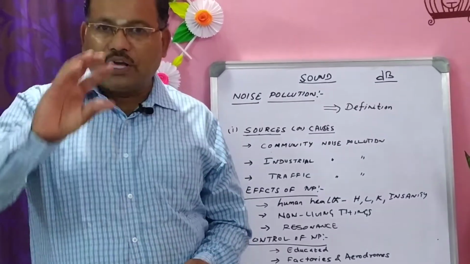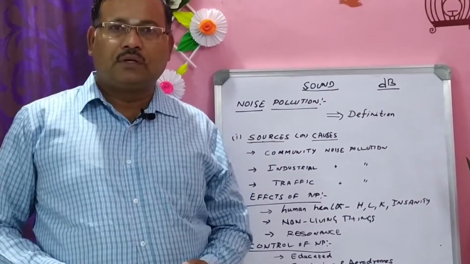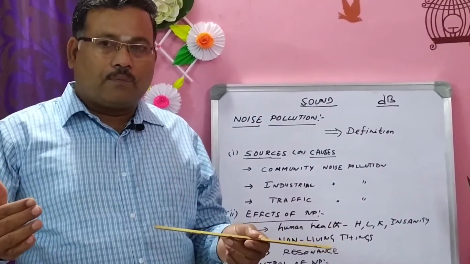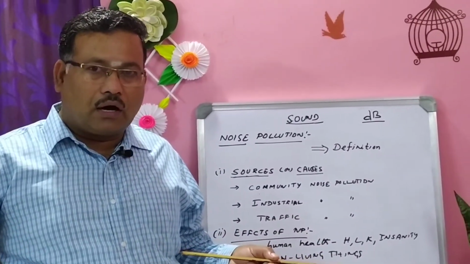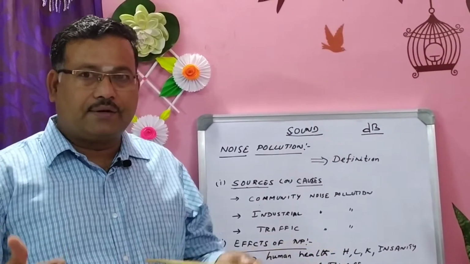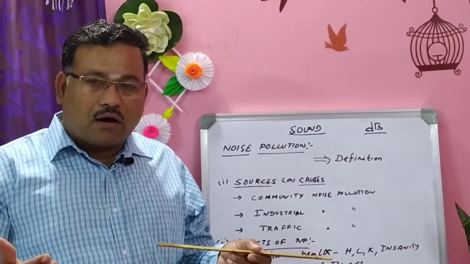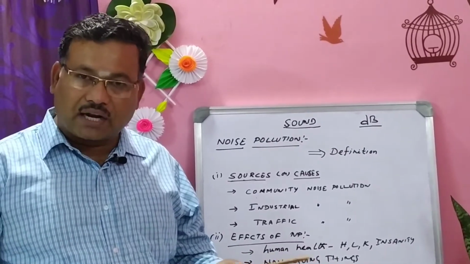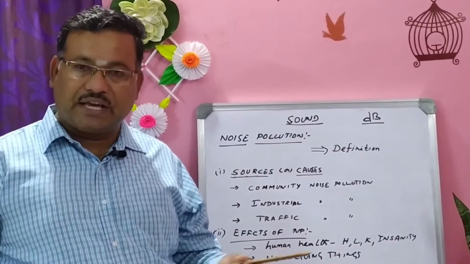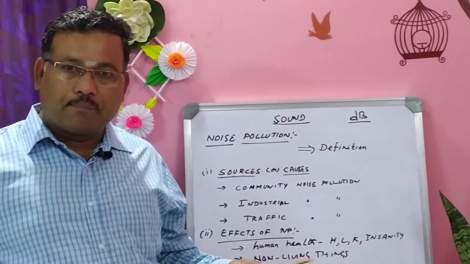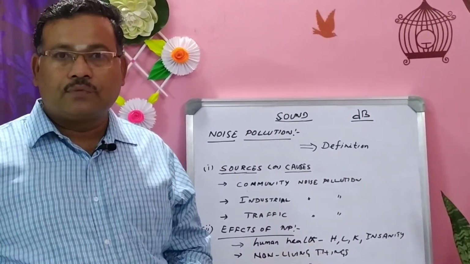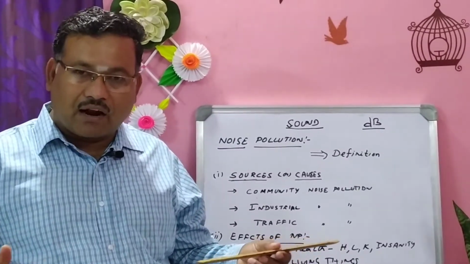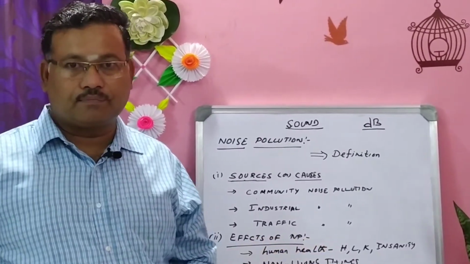Community noise pollution. What do you mean by community noise pollution? Where the public gatherings are more, where the people are crowded, that is called community noise pollution. In theatres, public places, marketplaces, bus stands, railway stations, the people gatherings are more. So, where the crowd is more, they all come under community noise pollution.